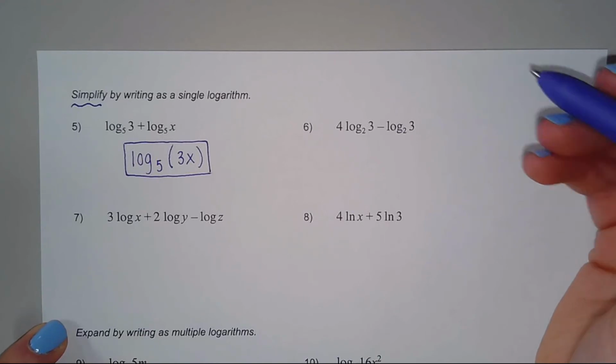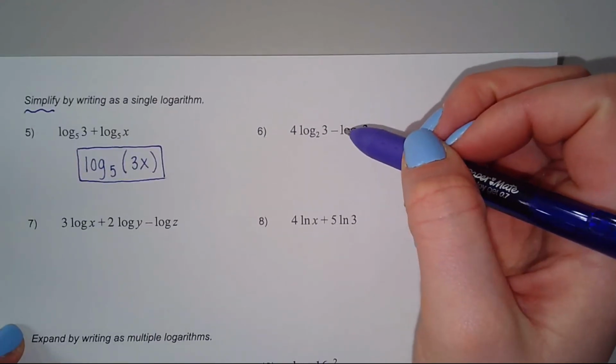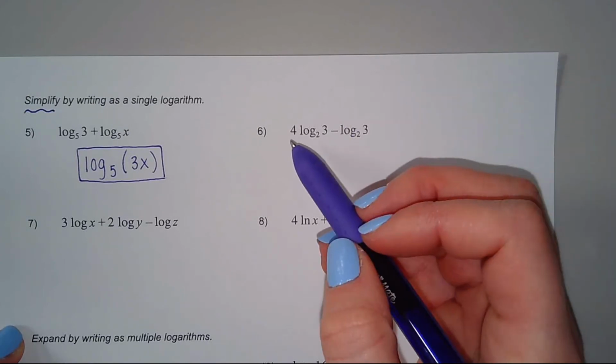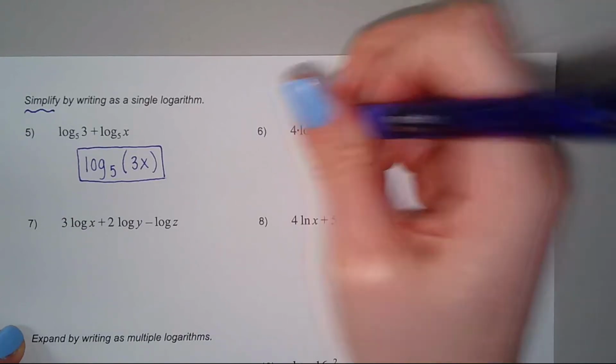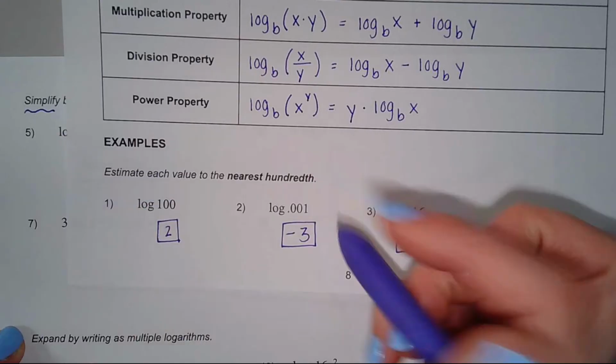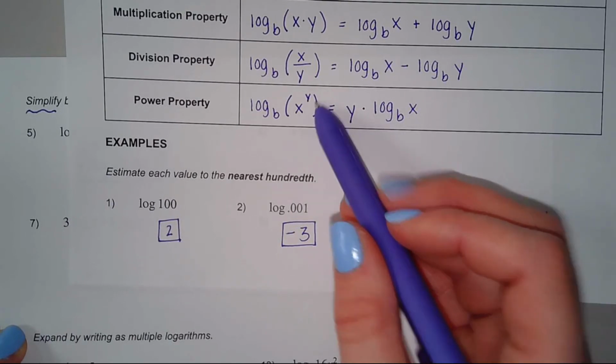All right, let's try another one. Here I notice we have subtraction, and subtraction will correlate with division. However, I also see we have this number out in front, this 4, and this is actually multiplication. So first I'm going to use this power property, where we take that multiplication and turn that into an exponent.